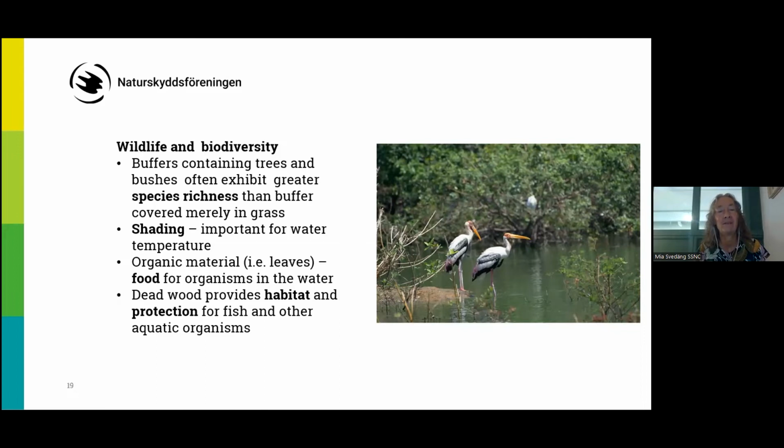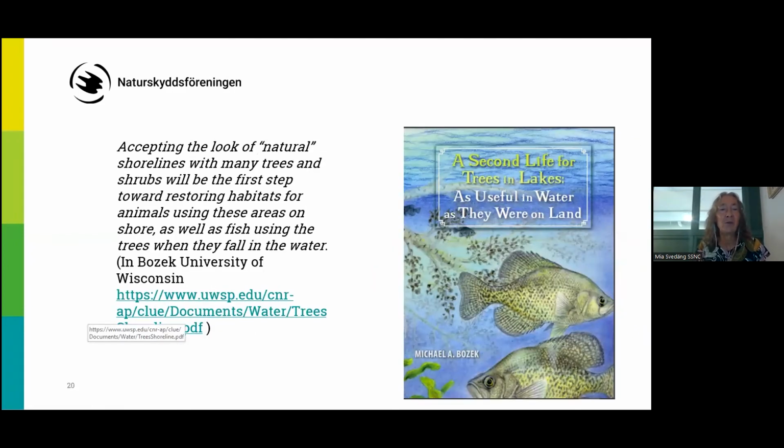One of them is certainly the wildlife and biodiversity factor. It's really good to have wood and branches in the water for birds and fish and other animals. So this is a quote from a book: "Accepting the look of natural shorelines with many trees and shrubs will be the first step towards restoring habitats for animals using these areas on shore, as well as fish using the trees when they fall into the water."